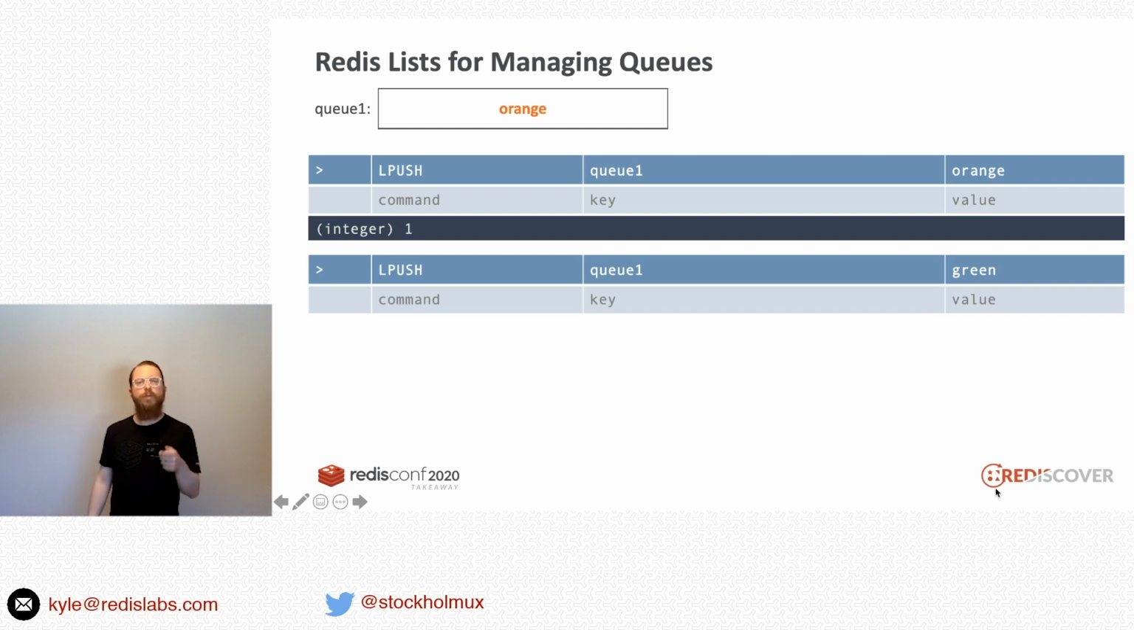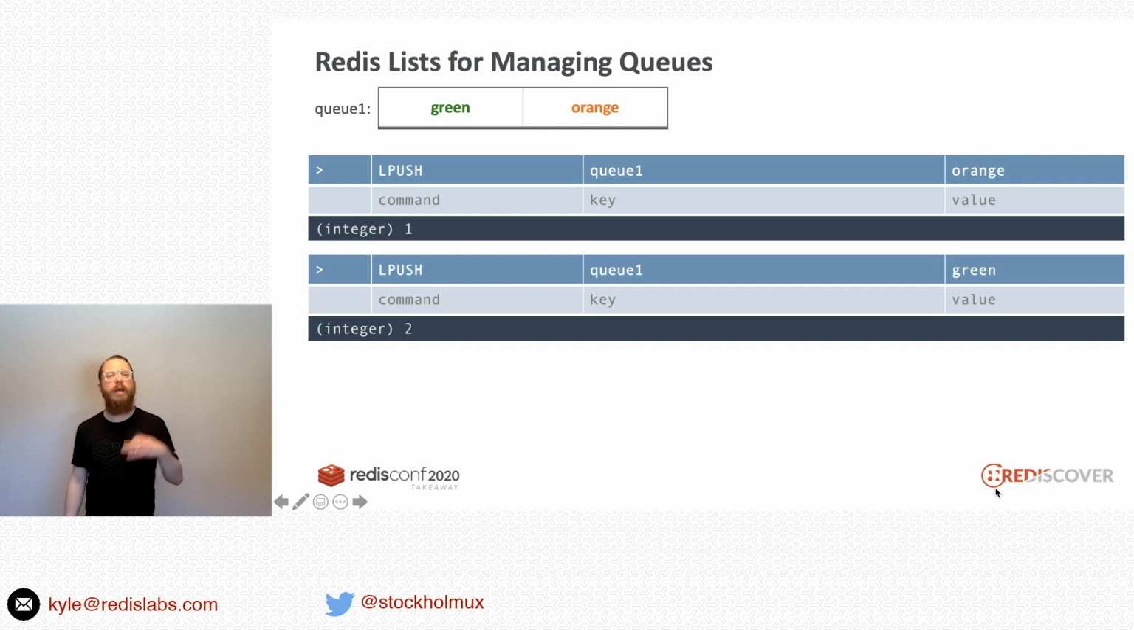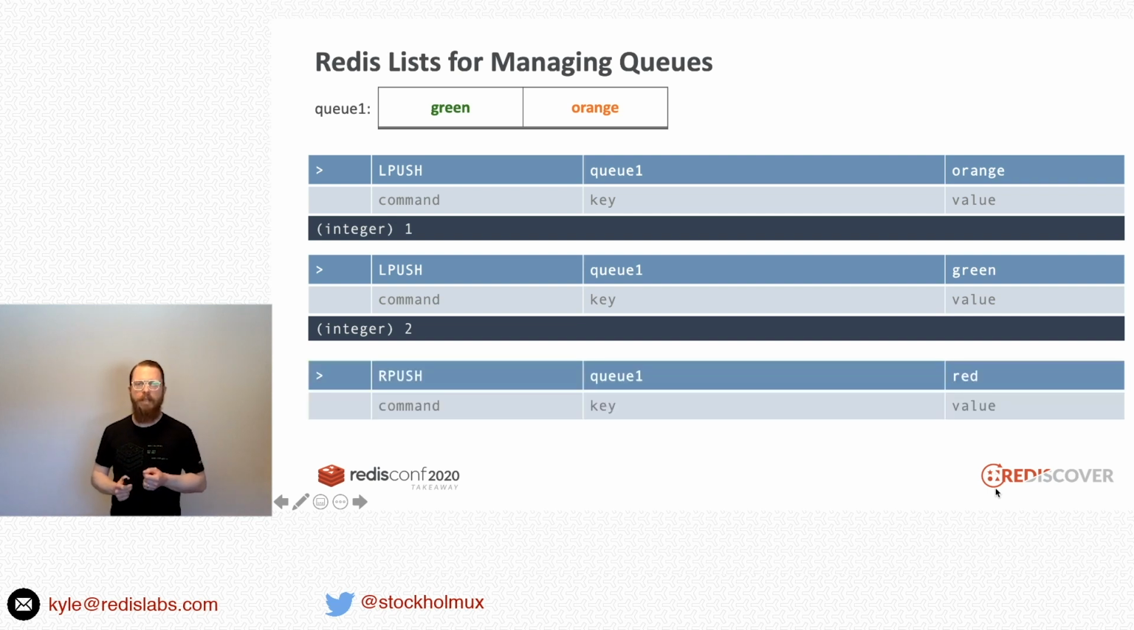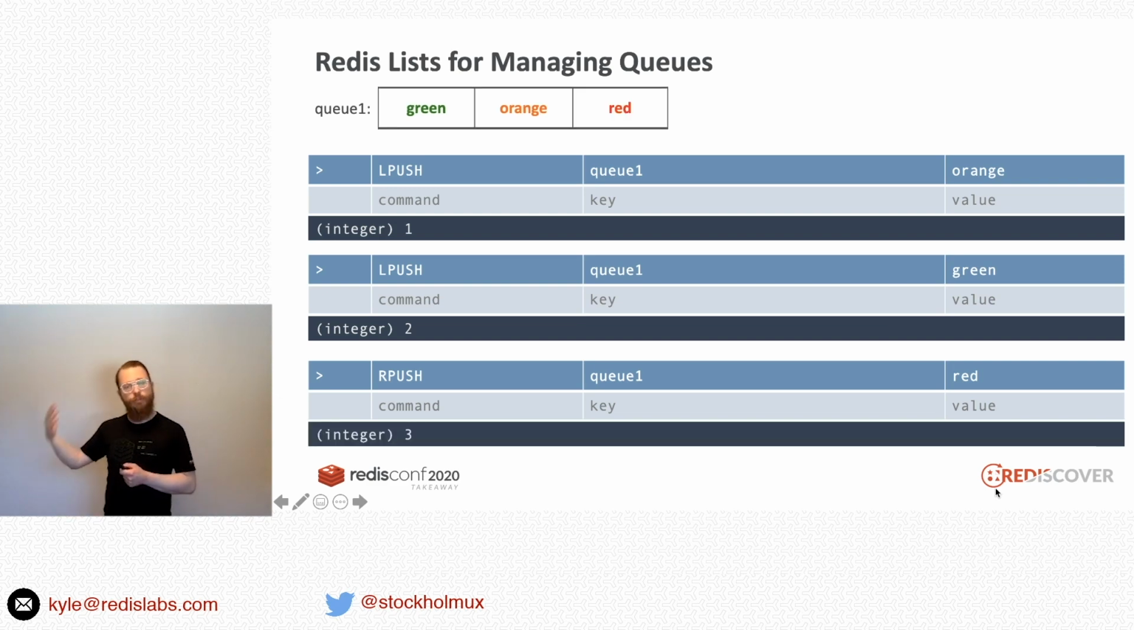Now, lpush Q1 green. So we're going to push to the left of this, and we're going to have green there, and we're going to return 2. So we can see here that we're returning the length of the list. Now, rpush red. So this is going to add red to Q1 on the other side of it, and it will return 3. So you can see how we've added different items to it.